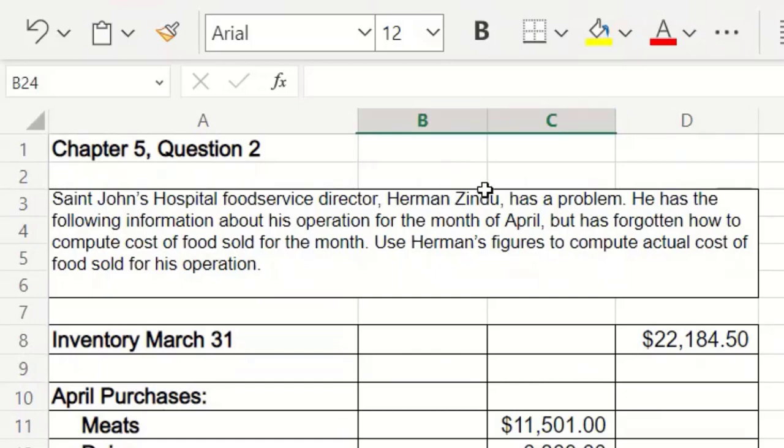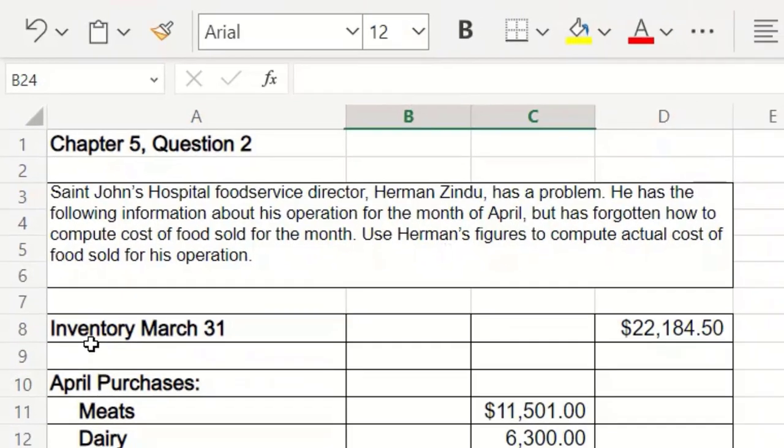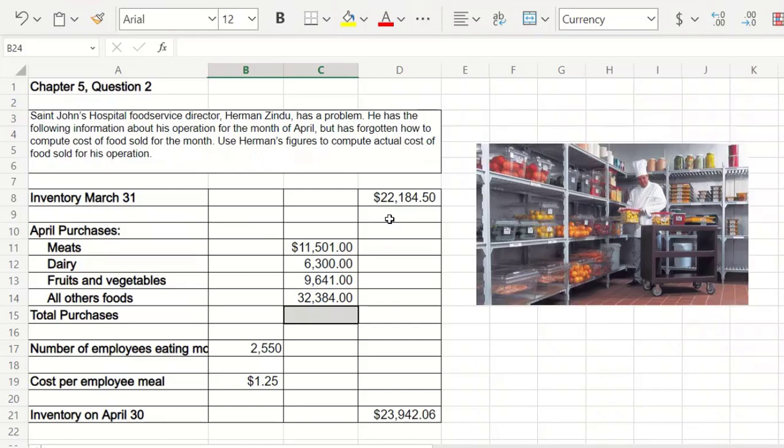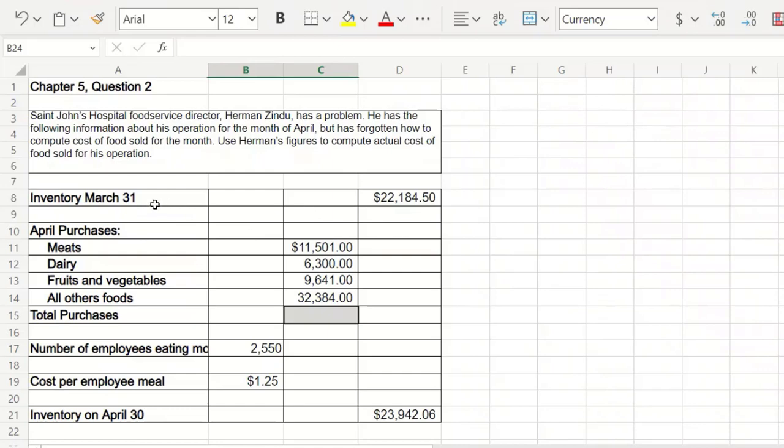All right, so let's take a look at the information that we have here. So we have his inventory on March 31st. Okay, so that means that's everything on the shelves that he has. Okay, that's flour in the pantry, it's shrimp in the freezer, it's chicken on the shelves, it's gallons of milk, whatever. It all adds up to $22,184.50. Okay, so that's March 31st, so essentially April 1st.